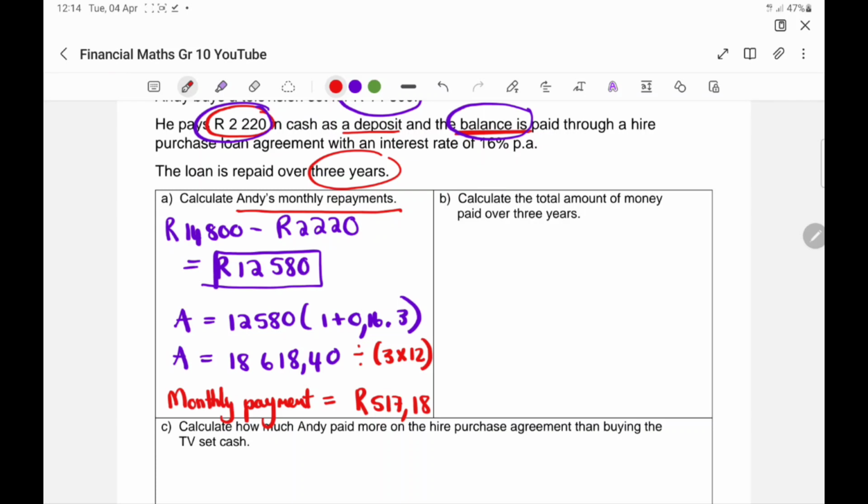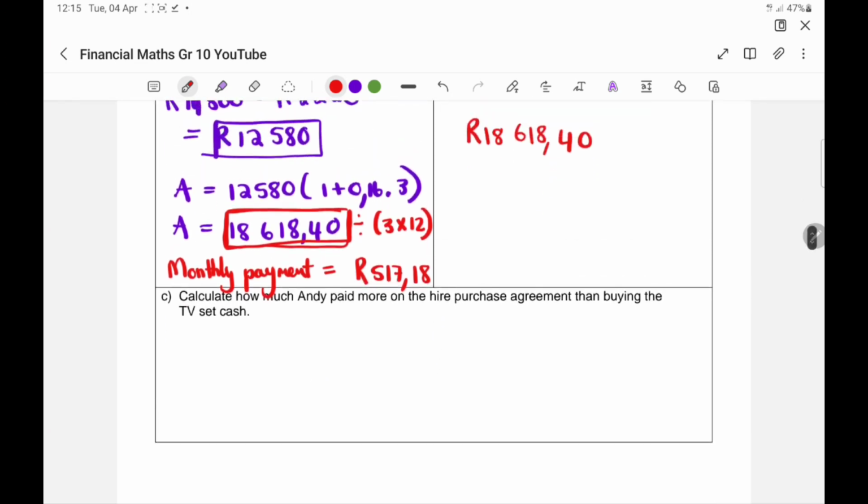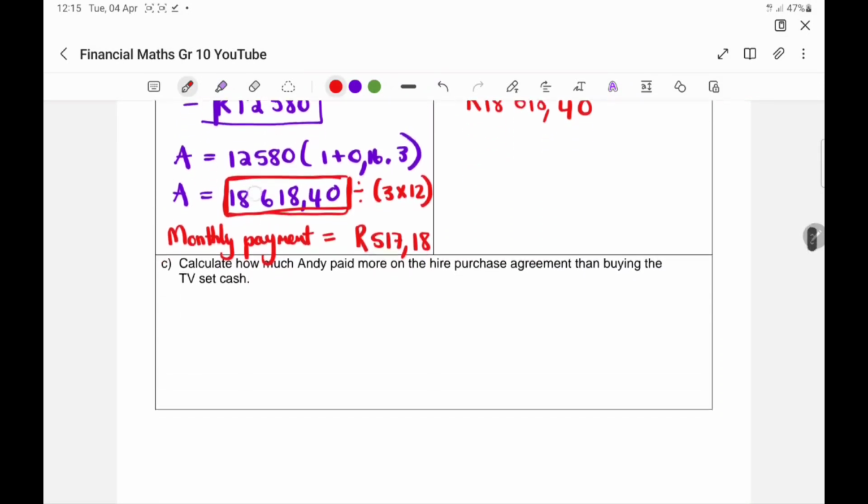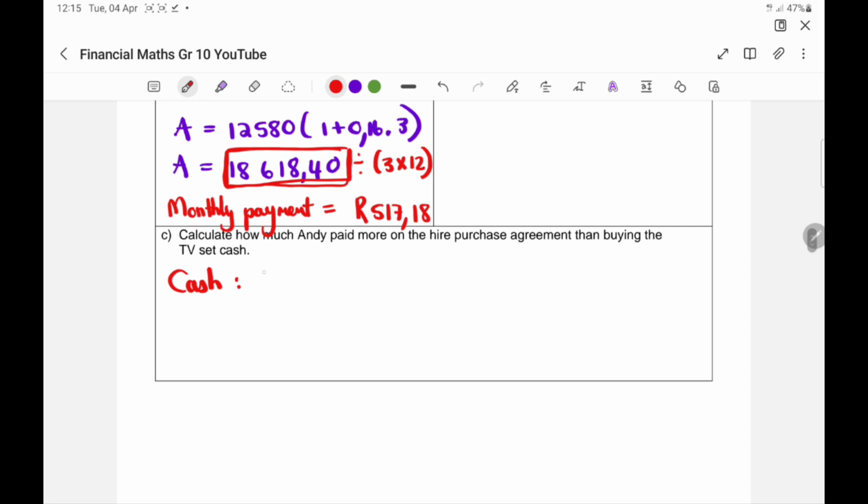Okay, now they say to you calculate the total amount of money paid over 3 years, and his monthly repayment. So that's the monthly repayment. Calculate the total amount of money paid over 3 years. So the total amount of money paid over 3 years is this 18,600. So we didn't have to calculate it. And then they say calculate how much Andy paid more on the hire purchase agreement than buying this TV set cash. So remember, cash was 14,800. So let's write that down there.